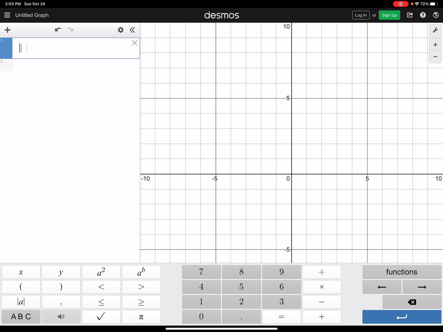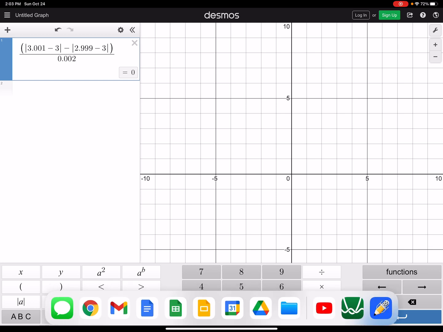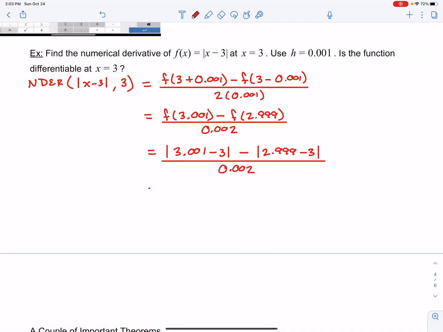So we can do the absolute value of 3.001 minus 3 minus the absolute value of 2.999 minus 3. Close my absolute value, close parentheses, over 0.002, and we see that we get 0. Is 0 a number? Yeah. So our numerical derivative is 0. We think that the slope of our line there is 0.